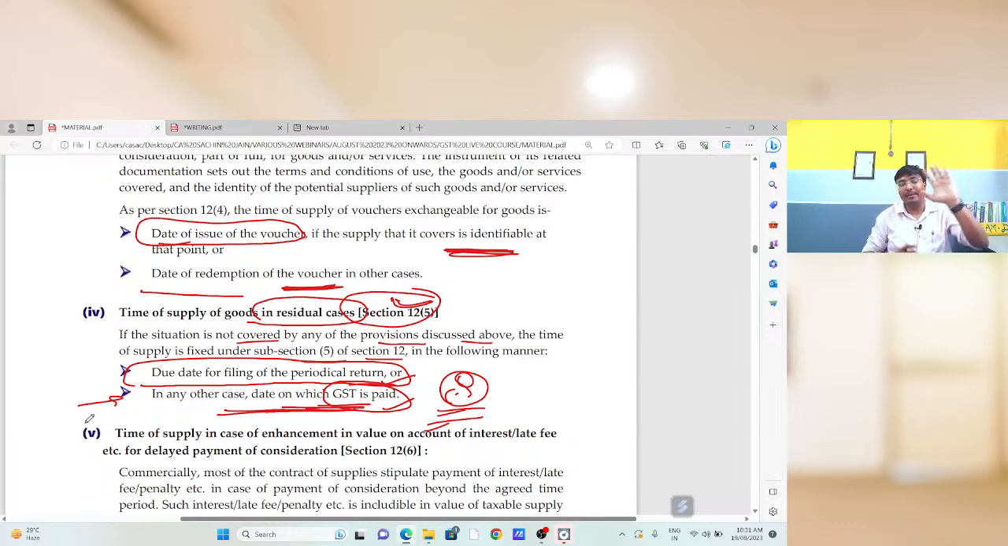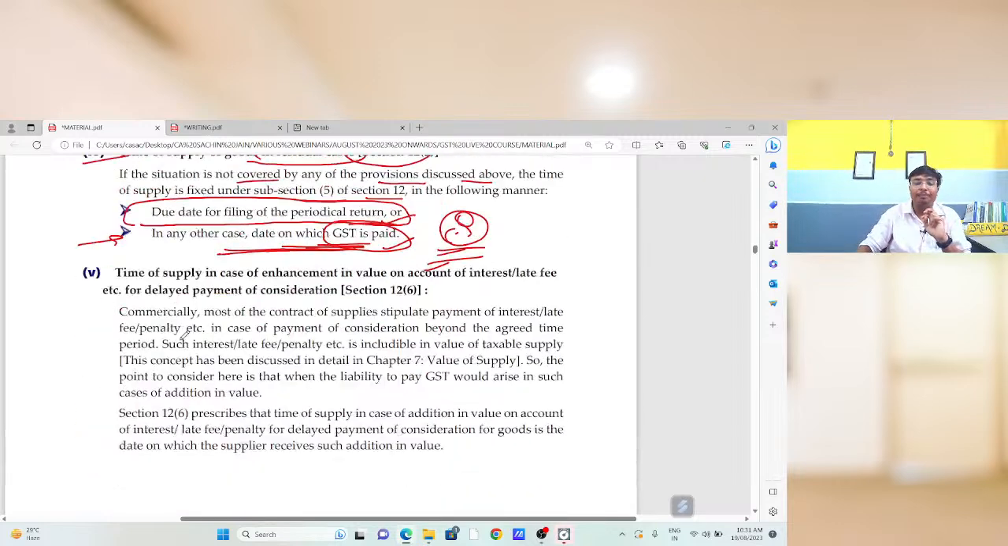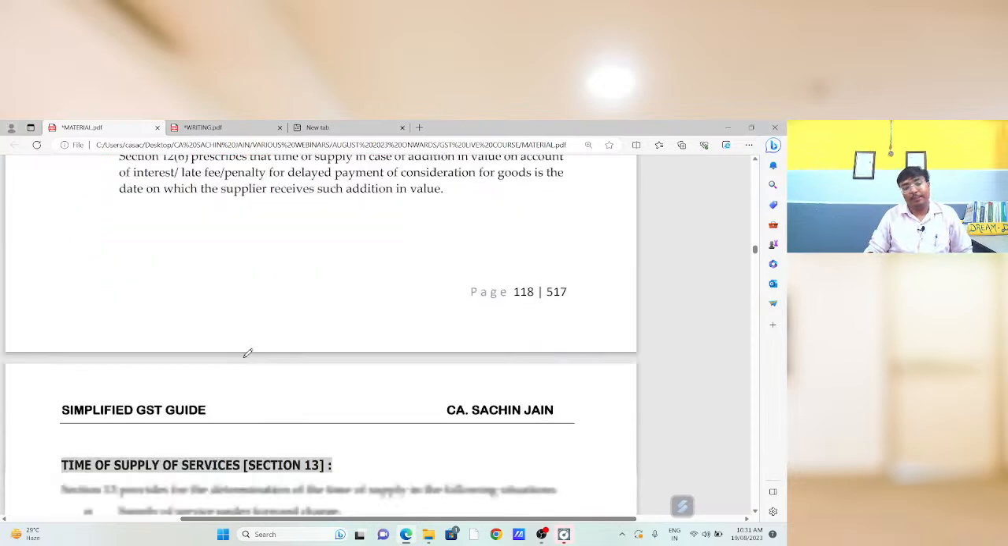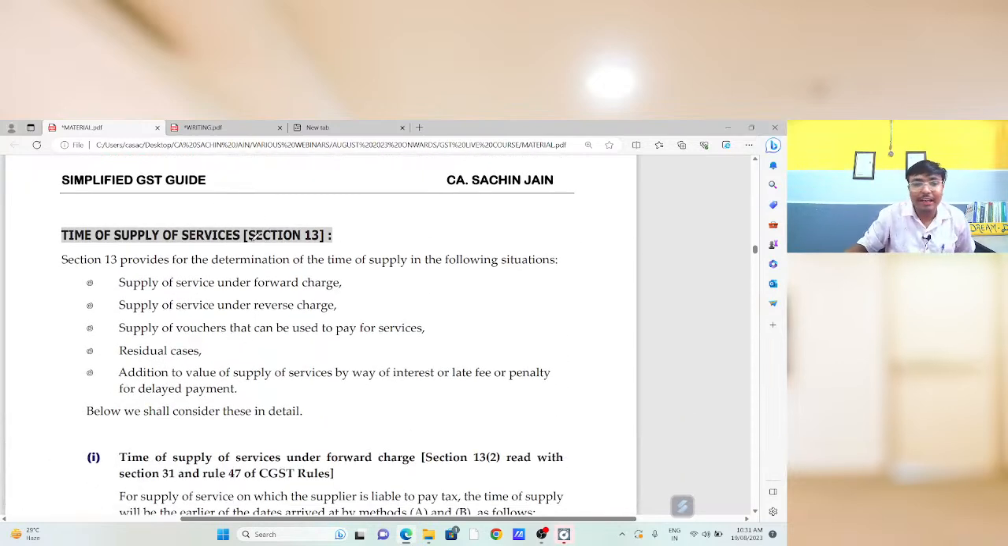So first we discussed supply of goods in case of forward charge, reverse charge, voucher, and after that the residual cases, and if there is addition on account of late interest and late fees, the date of addition of that interest and late fees will be treated as the time of supply. Now we are going to discuss the time of supply of services. Section 13 of the CGST Act talks about that.